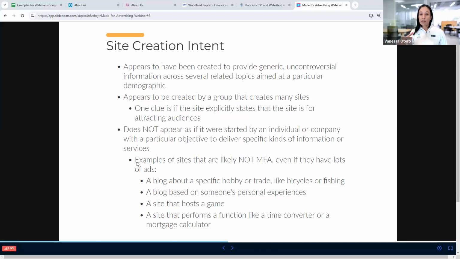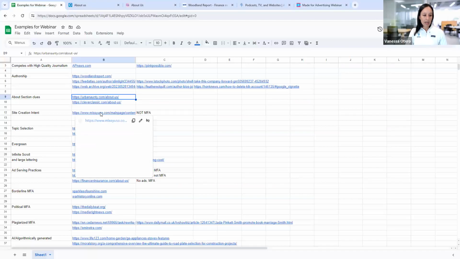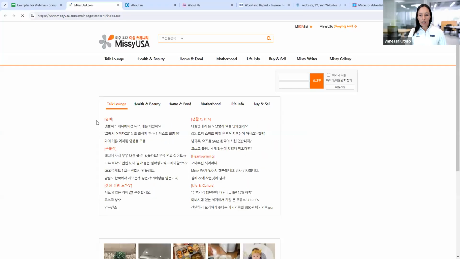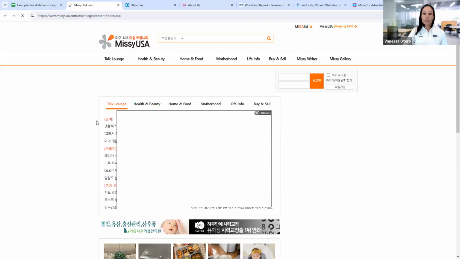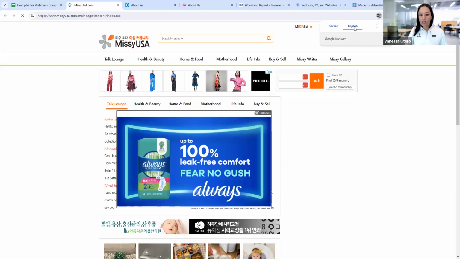So let me illustrate this by showing you sites that are likely not MFA, even if they do have a lot of ads. So sometimes there's blogs about hobbies or trades, or a blog based on someone's personal experiences. So let's take a look at some of these that we consider not MFA. So here's a site called Missy USA, and it's in Korean. But it does show a lot of ads. If you want to inspect the site, you can translate it to English here. But look, it's got some retailer ads.